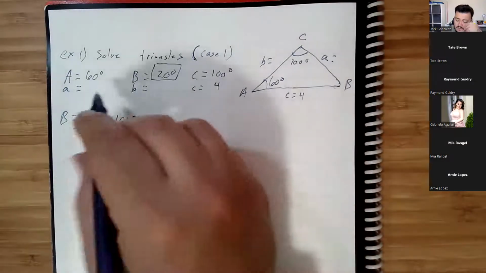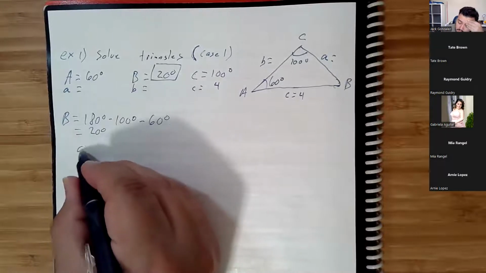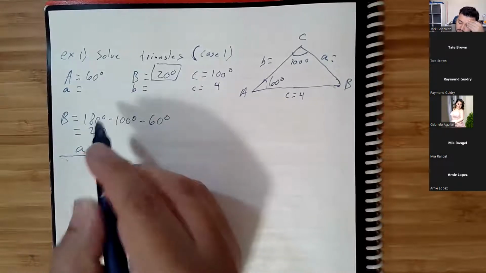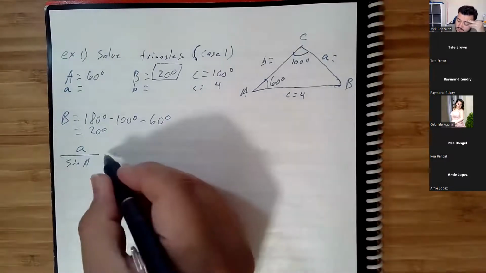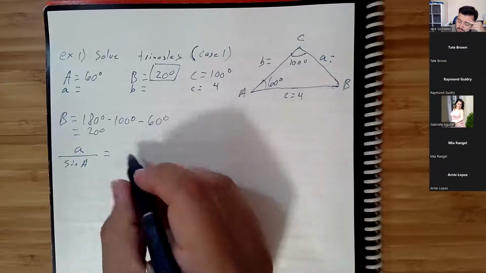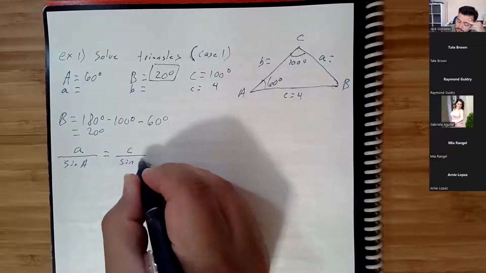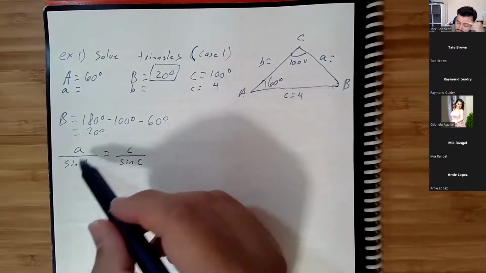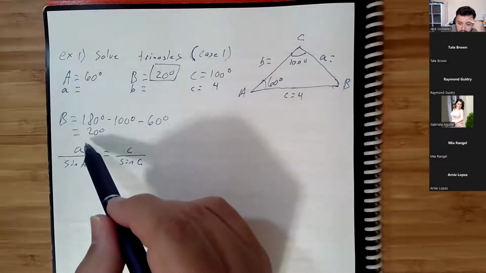So if I want to find a side, what I recommend is say little a over sine A, because I want to solve little a first. Set that equal to something that already has both pieces, so c over sine C. Since I have both of those, then I can solve for the missing piece, and I have capital A. So the only unknown is little a.